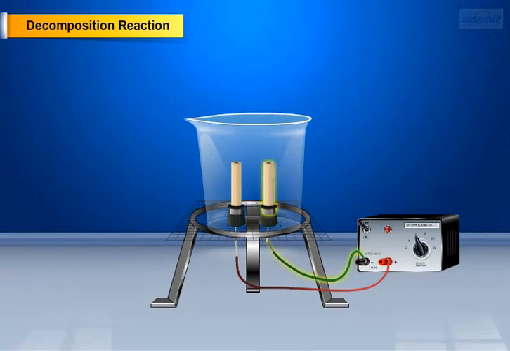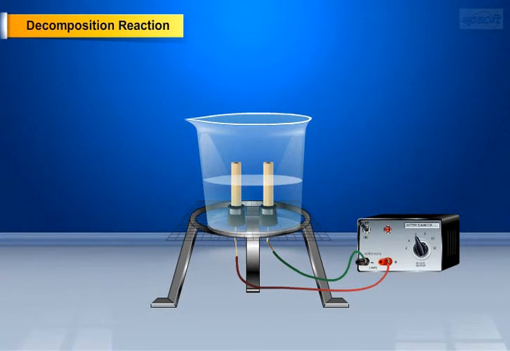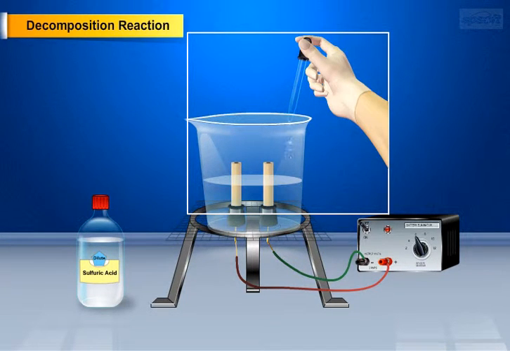The left side carbon rod connected to the negative terminal of the battery is called the cathode, that is, the negative electrode. The right side carbon rod connected to the positive terminal of the battery is called the anode, that is, the positive electrode. Fill the mug with water, such that the electrodes are immersed. Add a few drops of dilute sulfuric acid to the water, to make water a good conductor of electricity.